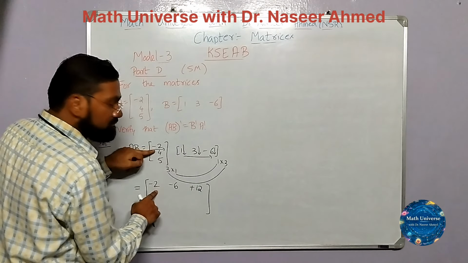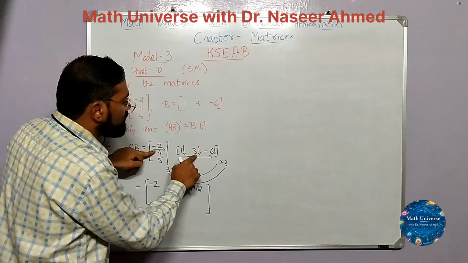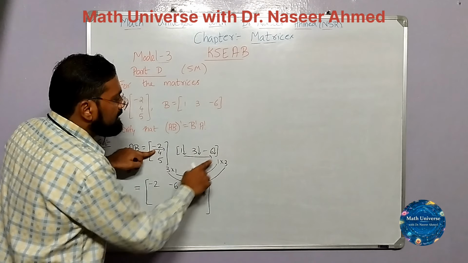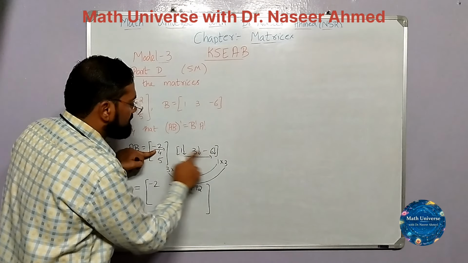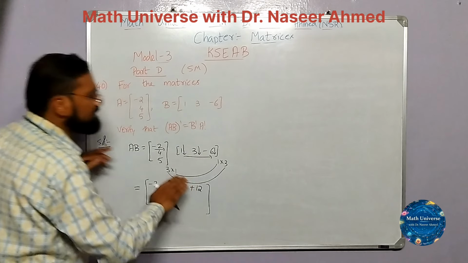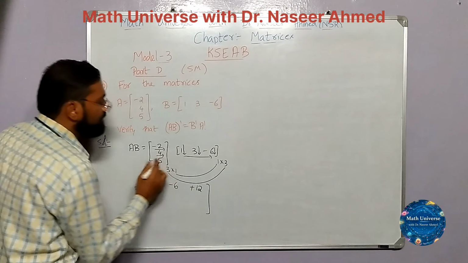So again I repeat. -2 into 1 is -2. Again with the same row, next column element, -2 into 3 is -6. Last is the third column element. -2 into minus will be minus into minus will be plus. 2 sixes are 12. Since we are finished with all the columns, now we'll shift to the second row.